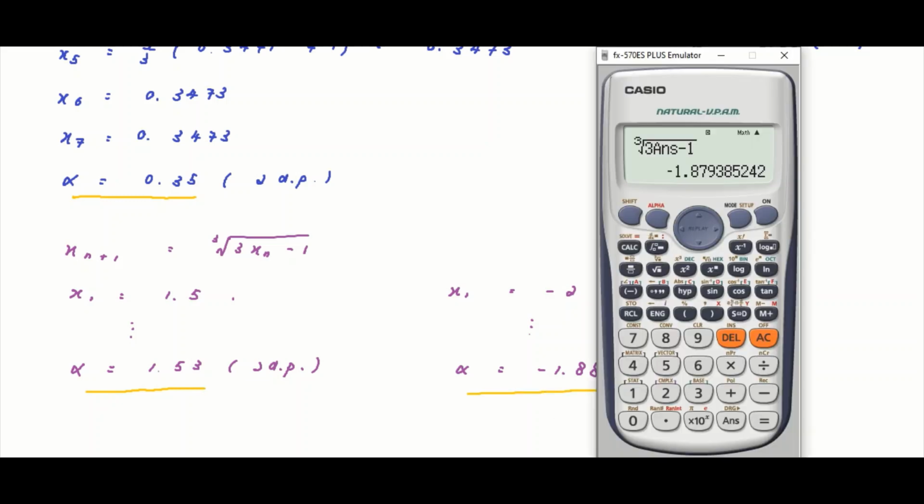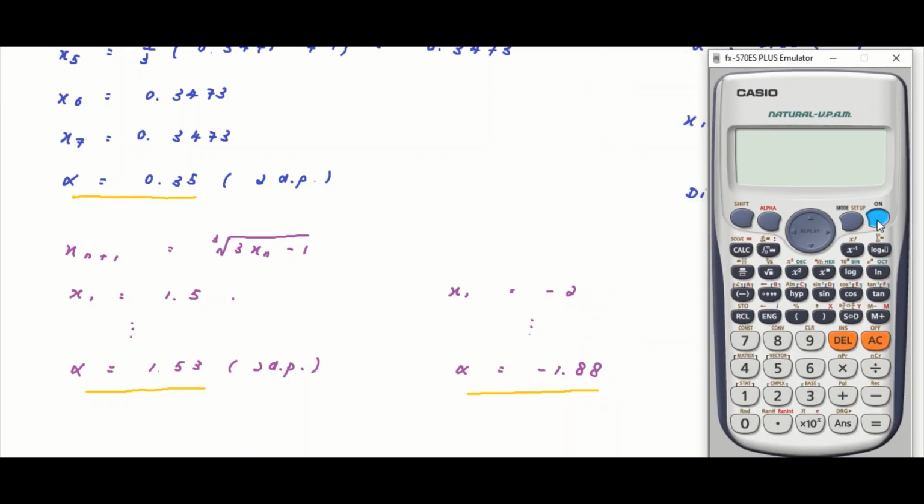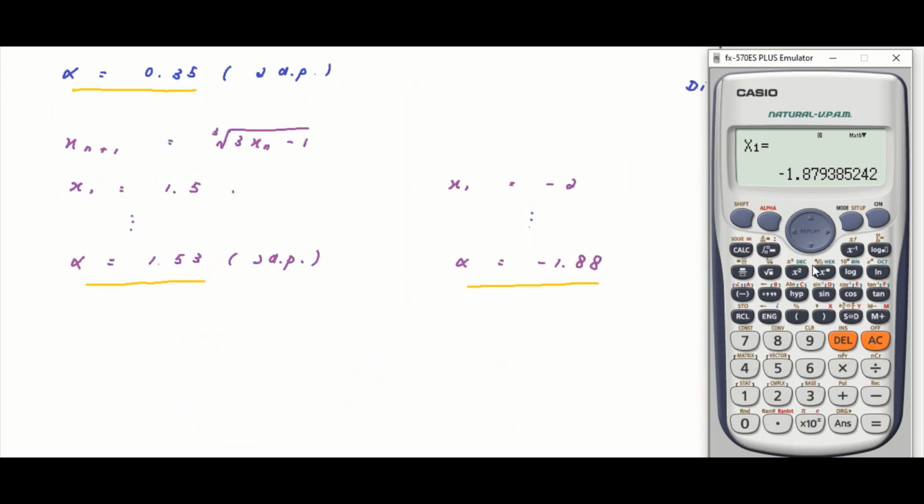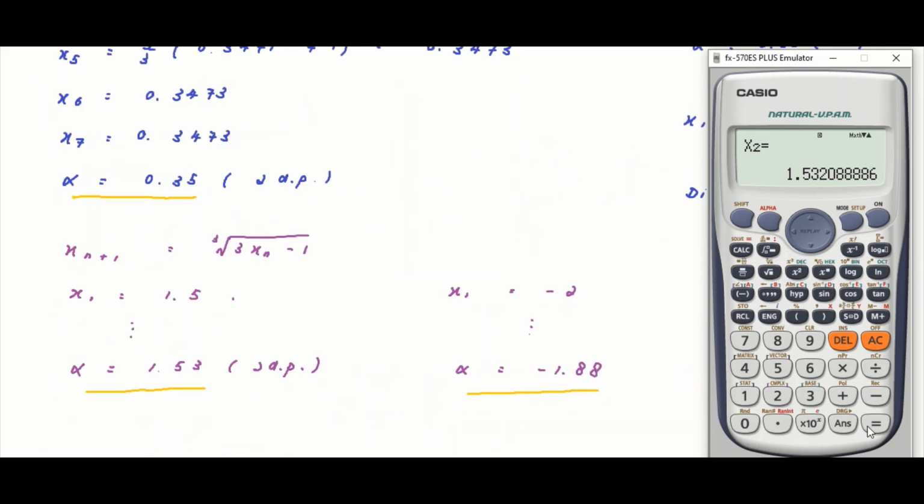Let's check with our calculator and see whether it's correct or not. You know your calculator can solve a cubic equation, right? So go to equation, for your cubic. Now you key in your original equation, which is x cubed minus 3x plus 1. So 1 for the power 3, then 0 for power 2, and -3 for power 1, and the constant is 1. So you see, I get these three roots: -1.88, so it's correct, 1.53, which is correct as well, and also the next one is 0.35.